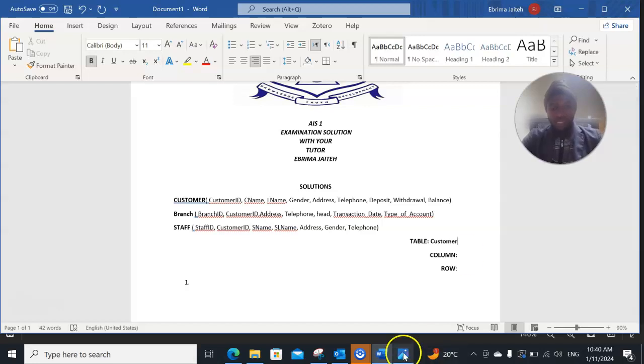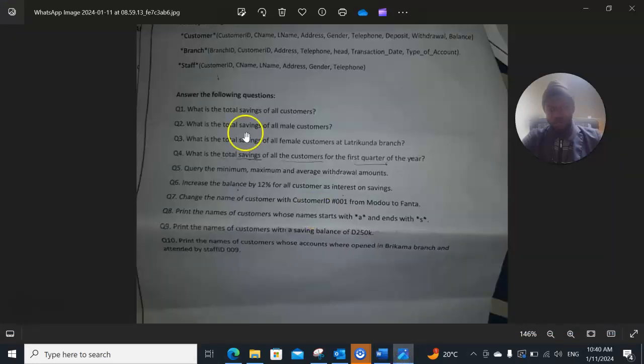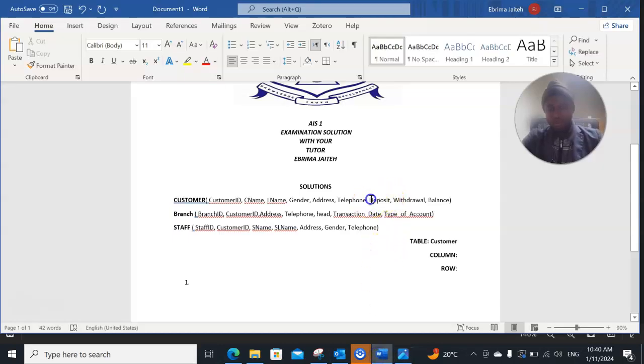So let's look at the total savings. Total savings is here, right here. Total savings is talking about what? It is the balance or deposit. It is the balance or deposit. Look at the question. What is the total savings? So when you talk about the total savings, it is talking about the deposit or the balance. So this is a question.